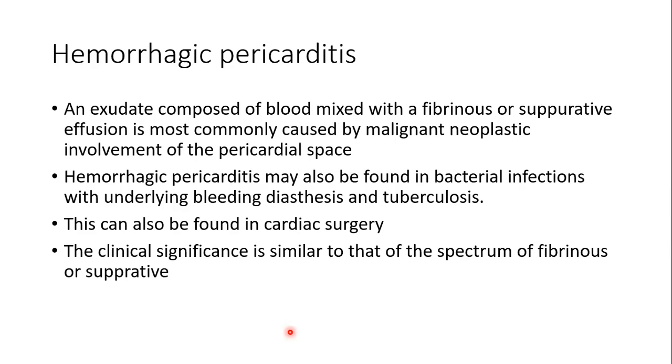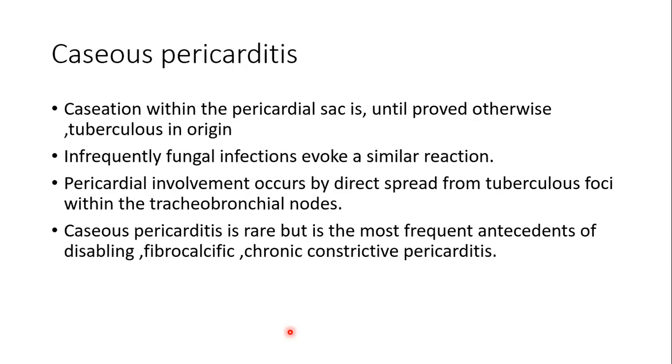It can also be found during cardiac surgery, and the clinical significance is similar to the spectrum we have with the fibrinous or suppurative. We also have the caseous pericarditis, which is caseation within the pericardiac space, and until proven otherwise, tuberculosis is the culprit for caseous pericarditis, and a number of times a fungal infection could actually give you a similar presentation.